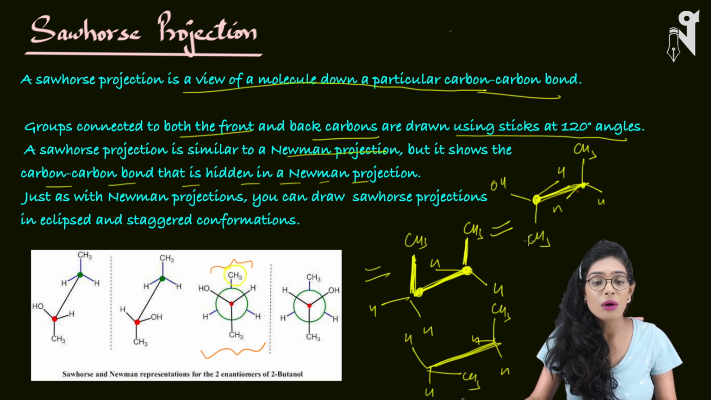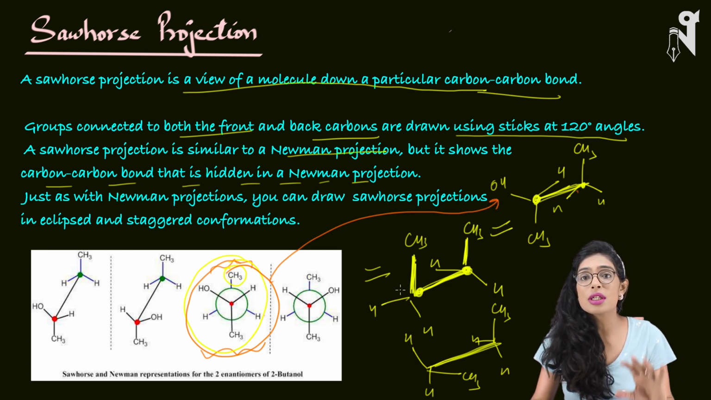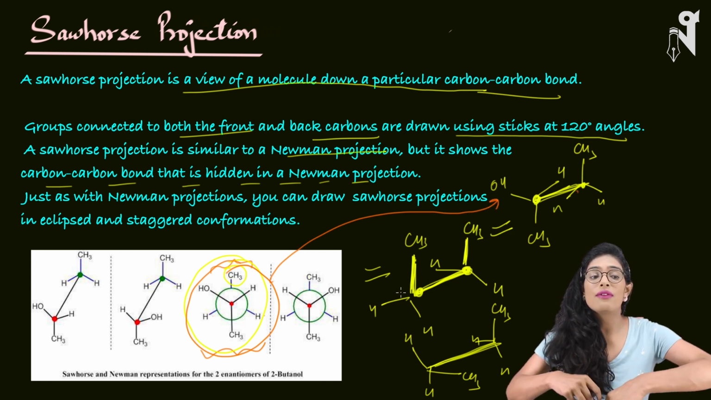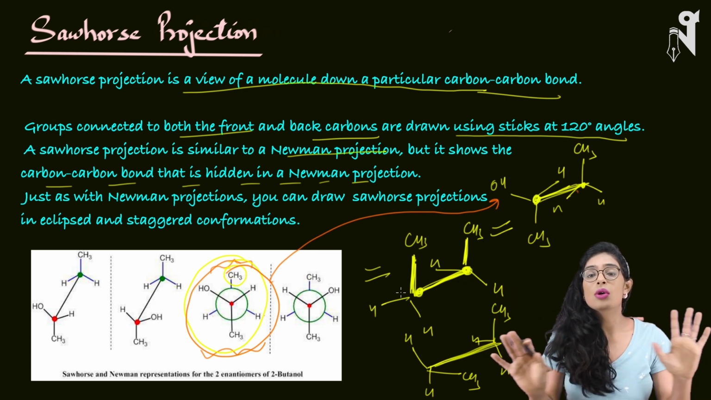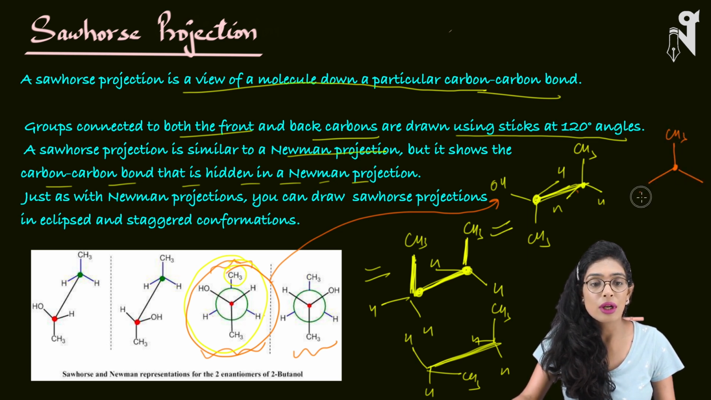So I have converted this form into its staggered Sawhorse. Just look at it. I have not done anything, no change at all. Just rather than putting circles, I have removed the circle and put a bond line there, and that's all my Sawhorse projection is. Similarly, if I have to draw the Sawhorse for this, look at it. At the back carbon or the rear carbon, I have a CH3, then 2 hydrogens like this. Then I'll draw a line which will represent the bond. Then the first carbon. On the first carbon, I have what? Hydrogen here, OH here, and CH3 down here. So this is my Sawhorse projection for this molecule.